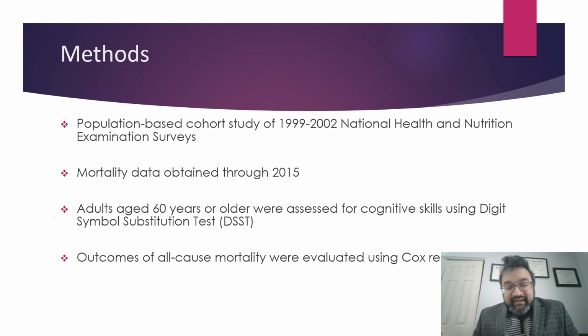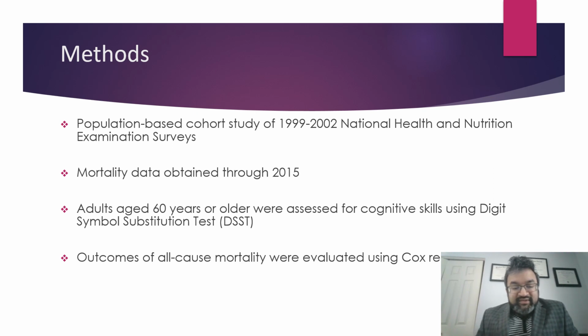So what was the methodology? A population-based cohort study of 1999 to 2002, and this is from the National Health and Nutrition Examination Survey, which is a nationally representative data set. And of course, individuals who were age 60 years or older were assessed for cognitive skills. And this is from the Digit Symbol Substitution Test, DSST. And the outcome, what I did is provided through December 2015. And so this allowed for longitudinal analysis between cognitive decline or dysfunction and overall mortality.